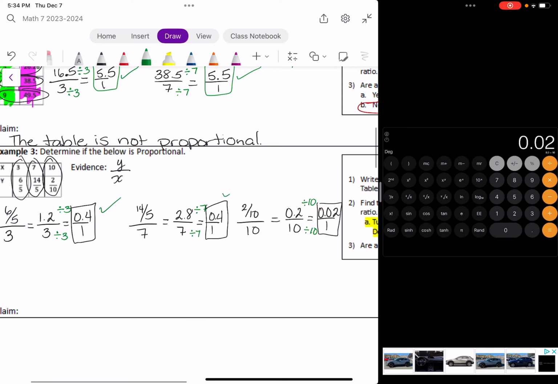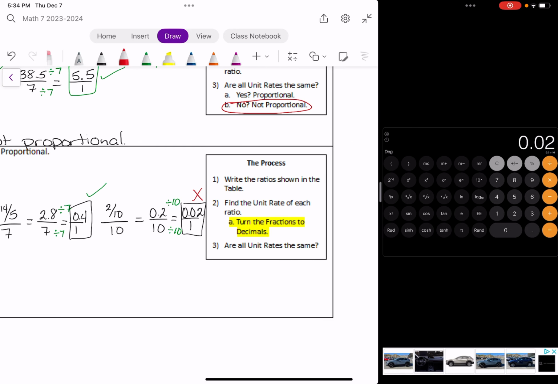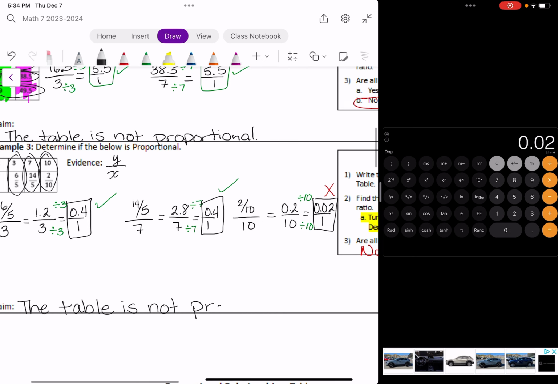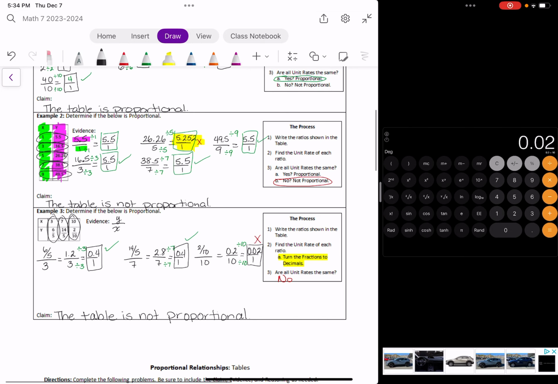Okay, so let's look at our final unit rates. These first two match, but this last one doesn't. So when we're answering, are all unit rates the same? We're going to say no, which means the table is not proportional. And that is it for our notes.